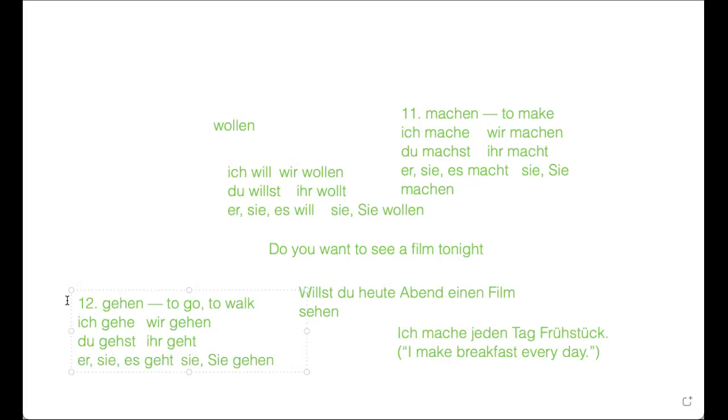Here, gehen is my verb to go. So ich gehe, du gehst, sie es geht, wir gehen, ihr geht, and sie gehen. Is it clear to you?